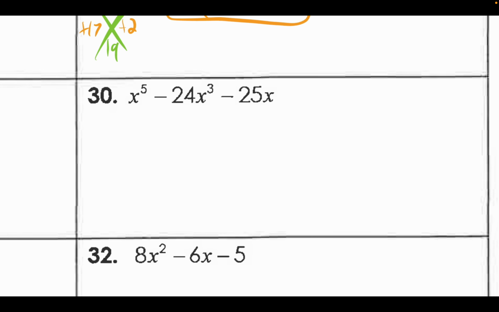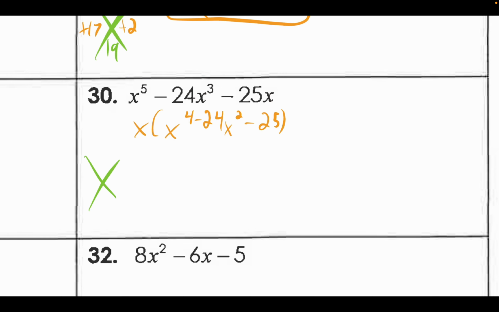Number 30, you have x to the fifth, x to the third, and x. The fact that the last term has the same variable as this is an indication we'll have a GCF since they all have matching variables this time. Now, if this were to be like a y to the fourth, something like that, then it's not necessarily a GCF. So I'll factor out an x and get x to the fourth minus 24x squared minus 25.